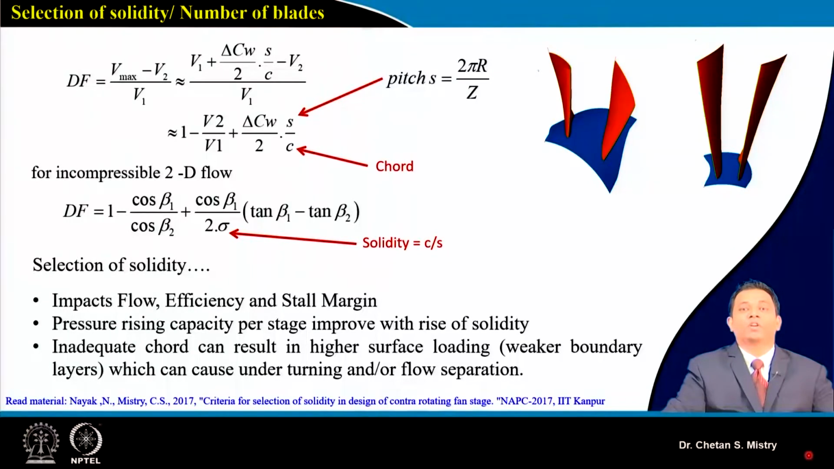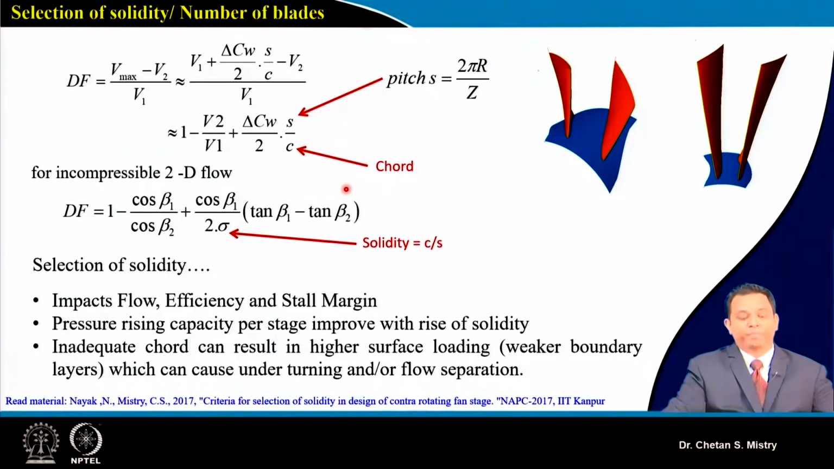The first very important parameter was defined by Lieblein, which we discussed in our module, and is called the diffusion factor. We realized that the diffusion factor is a function of delta beta, that is, the blade entry angle and the blade outlet angle. At the same time we discussed the parameter called solidity, which we introduced as the chord to pitch ratio. The selection of this solidity is very important. How is it important? Let's see.